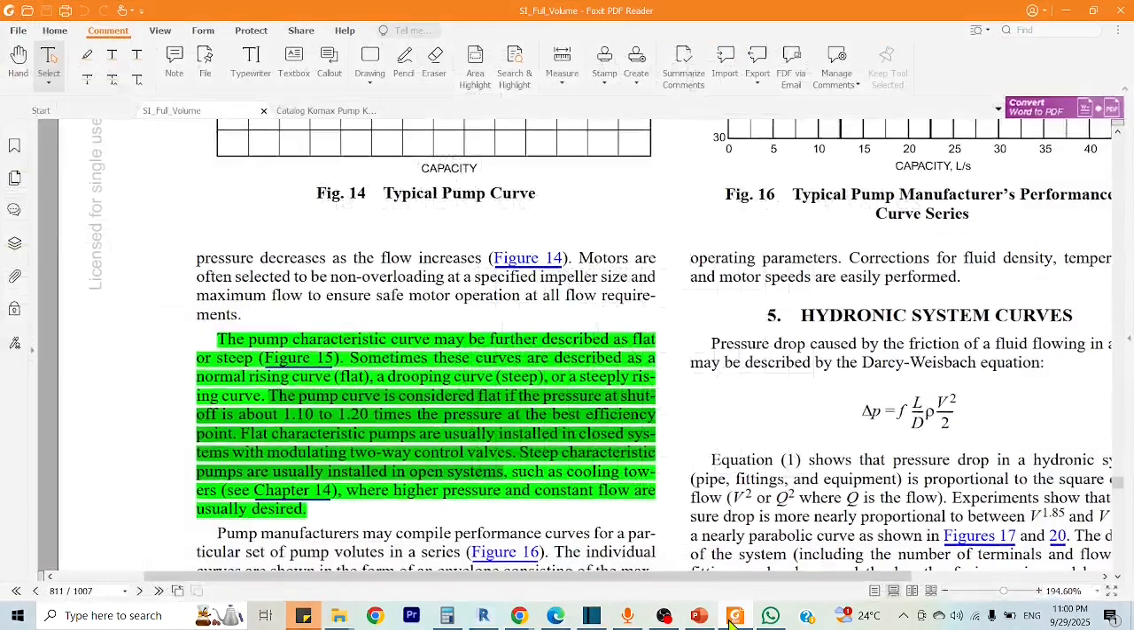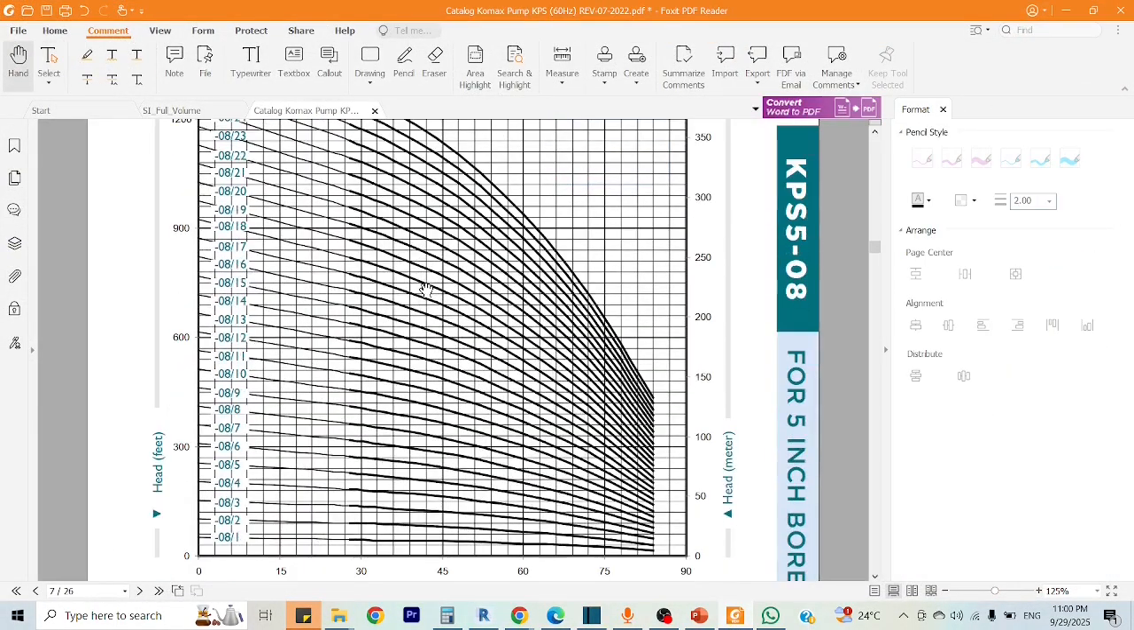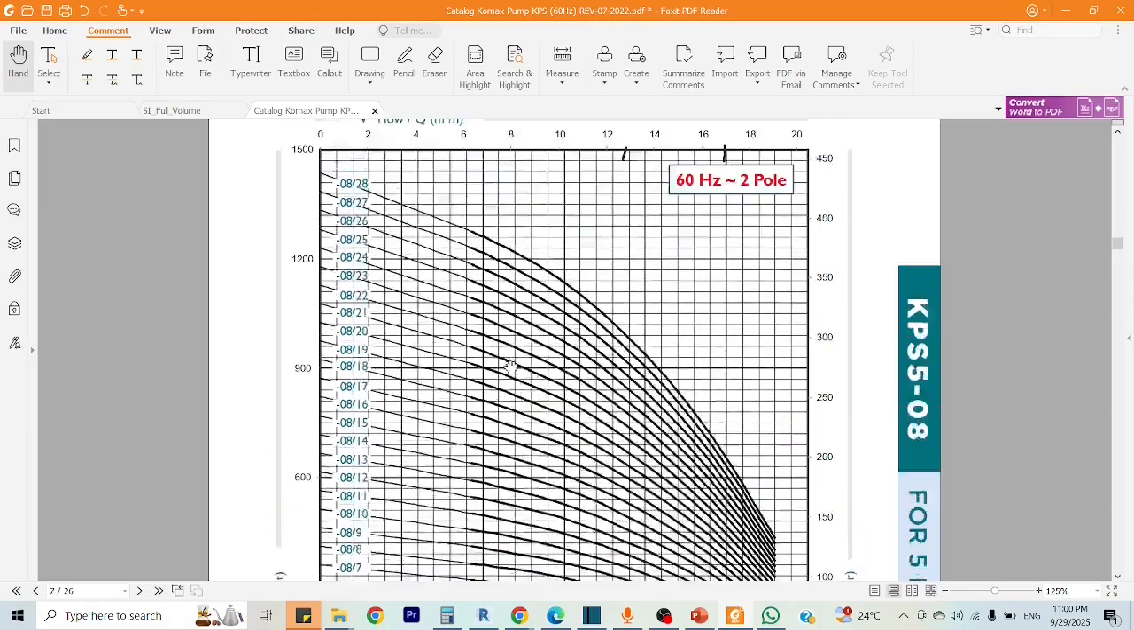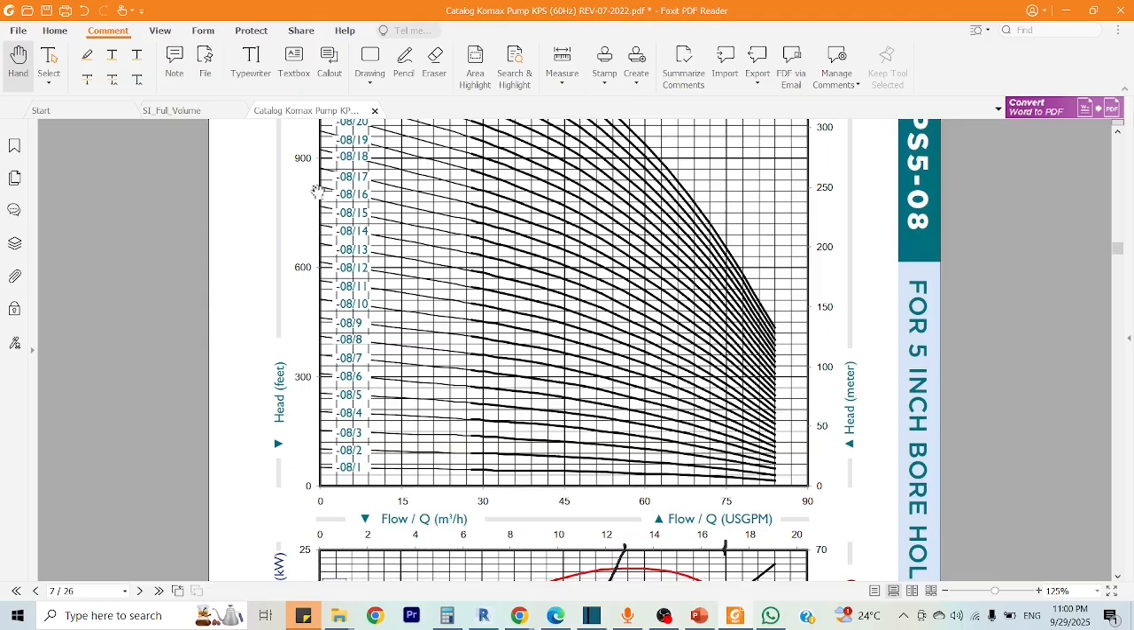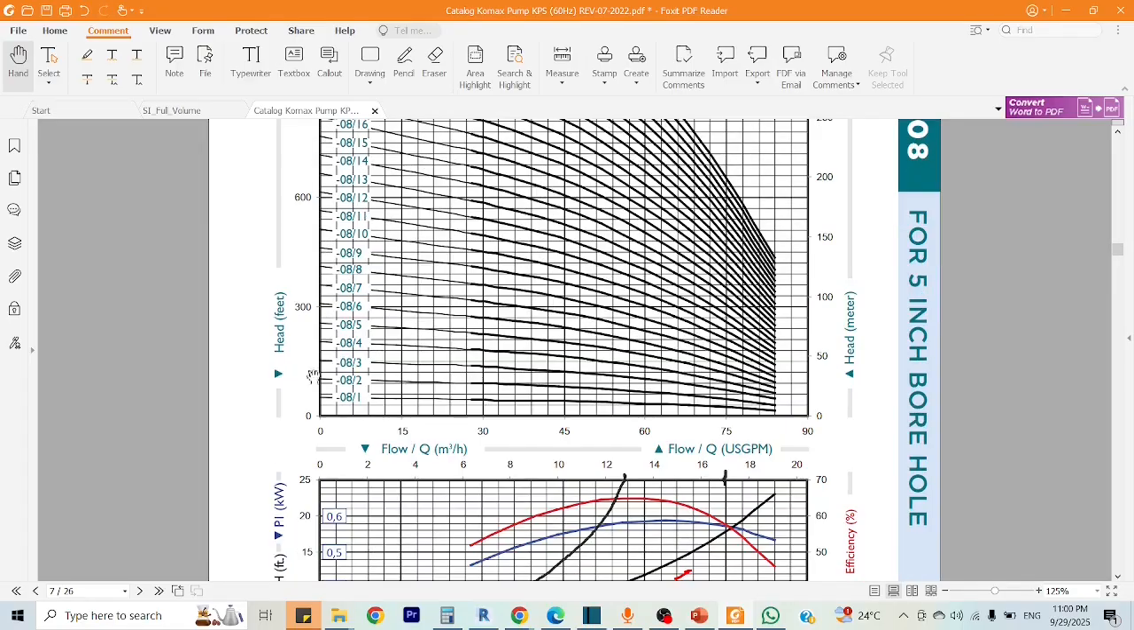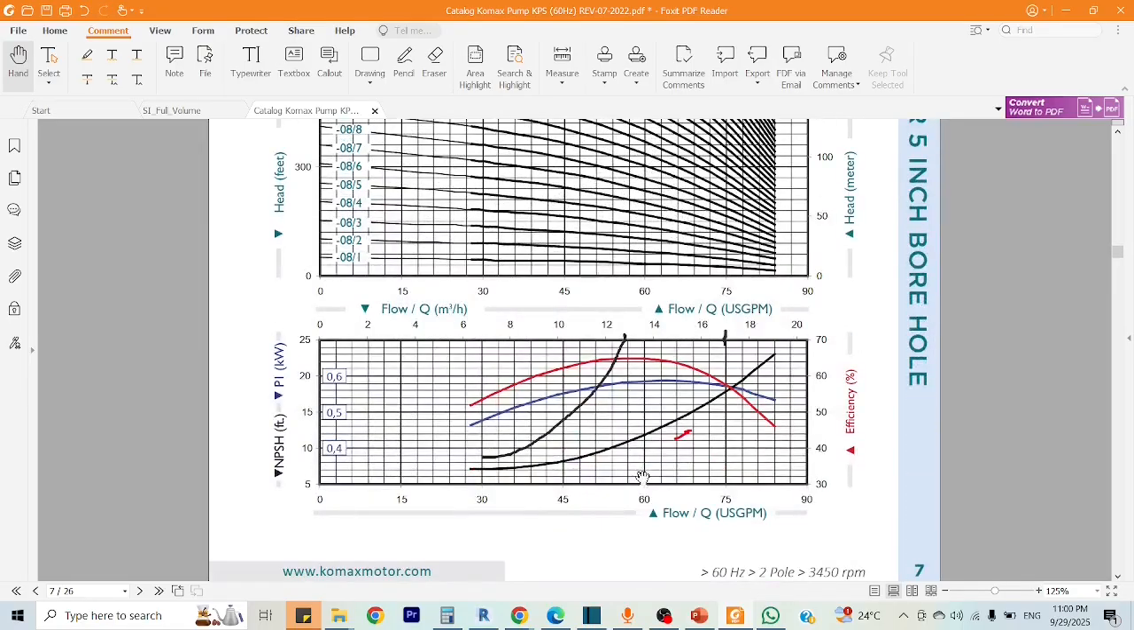Now I will go toward one example. You can see this one is Comex brand curves. The supplier provides us the curve in feet and flow rate. On the horizontal is flow rate, and here is feet, here is head. At the bottom, he provided one more curve with reference to efficiency and kilowatt. This red curve is its efficiency, this blue curve is the power consumed in kilowatt, and this black one is our system curve.